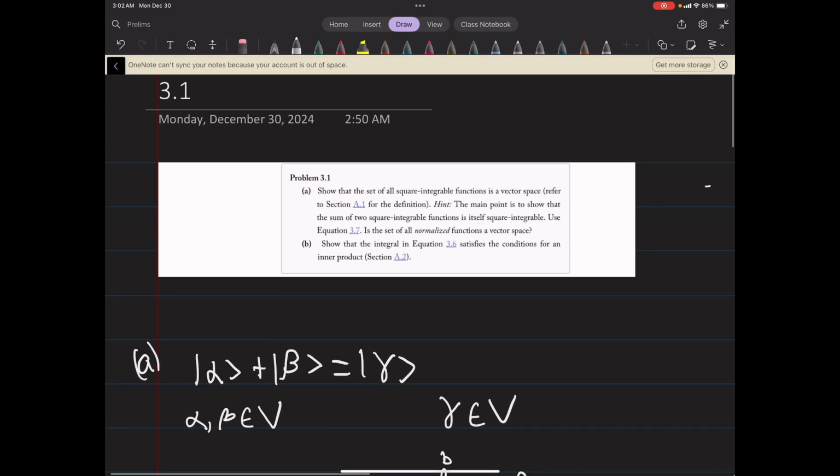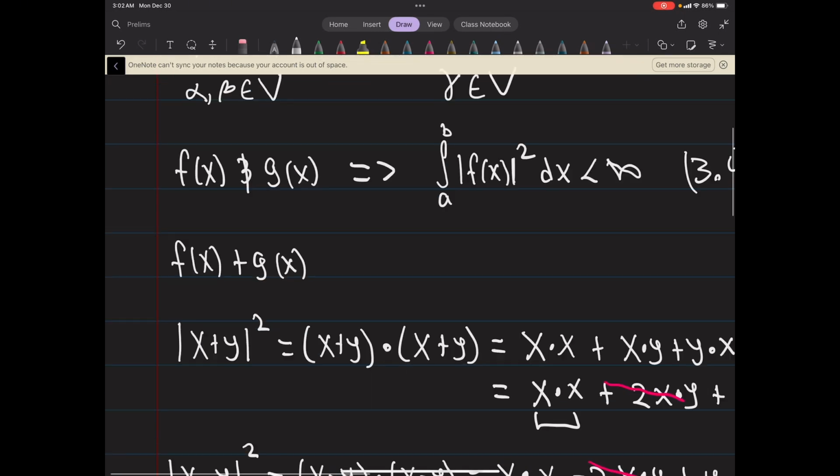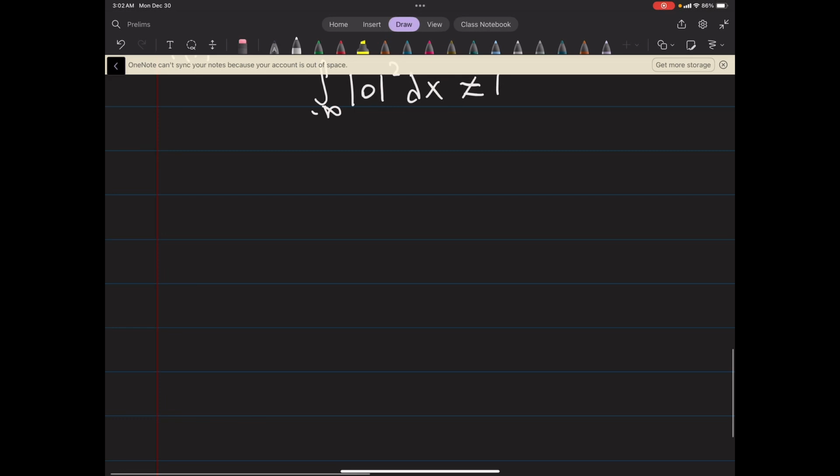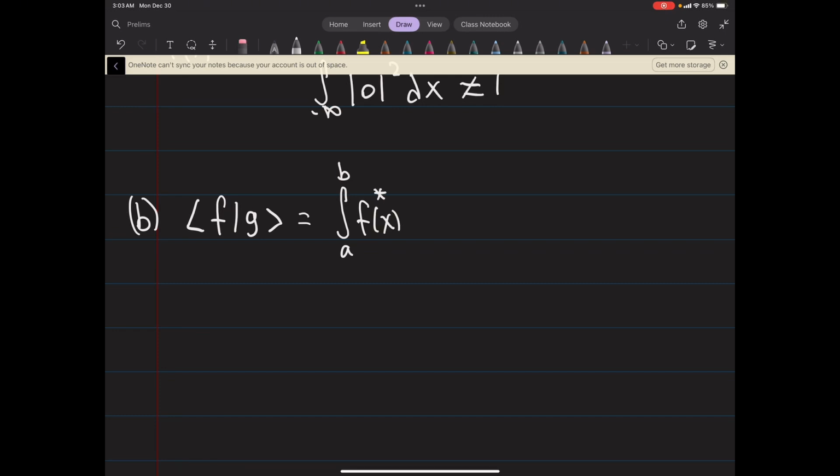Part B says, show that the integral in equation 3.6 satisfies the condition for an inner product. So for part B, the way that we defined an inner product is as follows. It's the integral from a to b, f of x complex conjugate, g of x dx. This is equation 3.6 in your textbook.